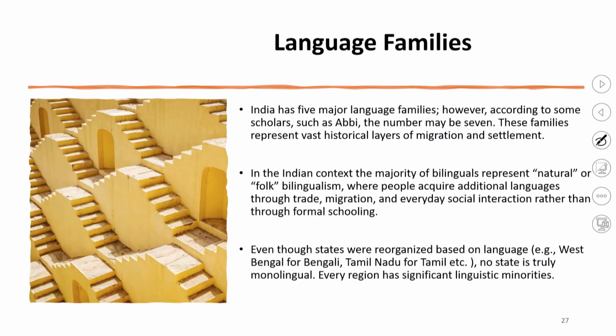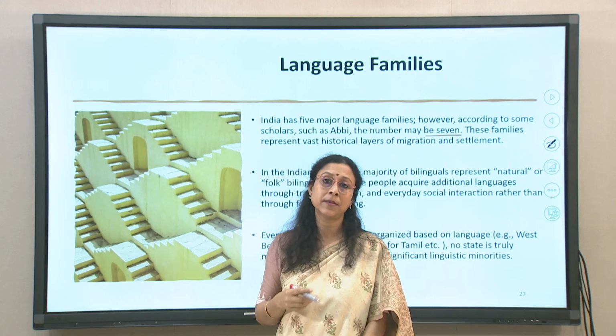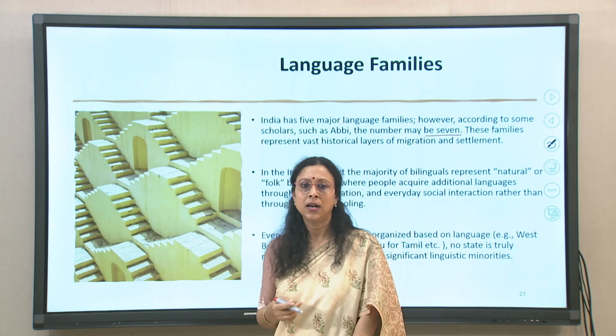So, how do we understand this large number of languages coexisting? For classificatory purposes, we have the concept of language family. India has 5 major language families and there are 2 more that have been recently added. So, it is understood to be 7 language families found in India. Many scholars say that the number may be 7, because now we have Andamanese as a separate family, and we also have Taikadai as a family.